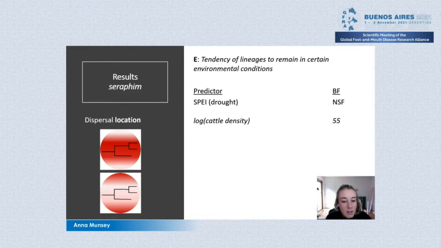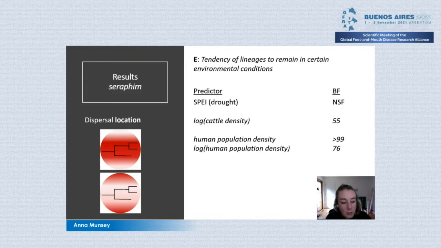Log of cattle density: higher cattle density was associated with the tendency for lineages to remain circulating in those areas. The same was true for population density. In areas of higher human population density, we found a tendency for serotype O lineages to remain circulating there. And then distance to livestock market: longer distances were a negative driver, indicating a tendency for lineages to remain circulating near livestock markets.